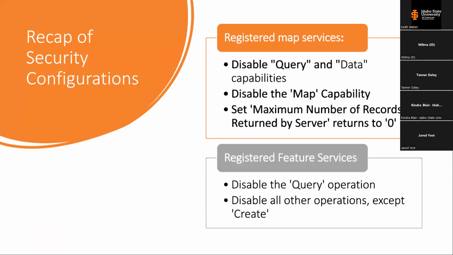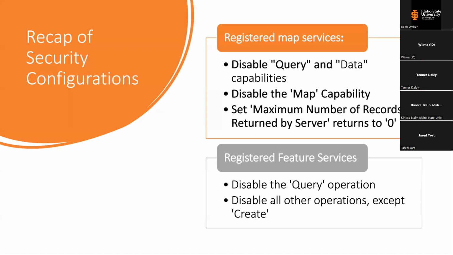So when we're talking about registered map services, if these are public-facing services that we're using to receive new data from anonymous users, but we don't want them to access the results that are submitted, we need to make sure we disable query and data capabilities. And we can go even further by disabling the map capability and setting the maximum number of records returned by the server to 0. And this will effectively lock that service down. You're not getting anything back from it, though anonymous users can still submit data through the service.